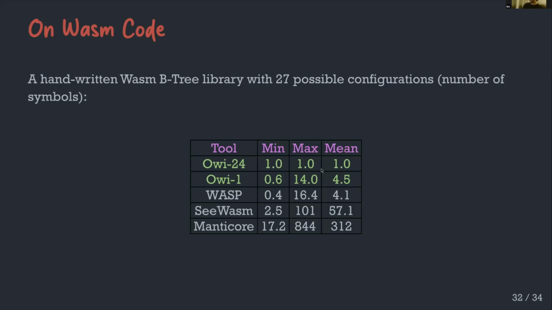What we see is that on big programs, OE24 is always going to be the best. Here it's a ratio compared to OE24. So OE with 1 worker is 14 times slower, and the other tools are between 16 and 800 times slower than us. On average, we are 4 to 50 times faster than the others. But not on small programs, because we pay the cost of synchronizing the multiple workers.